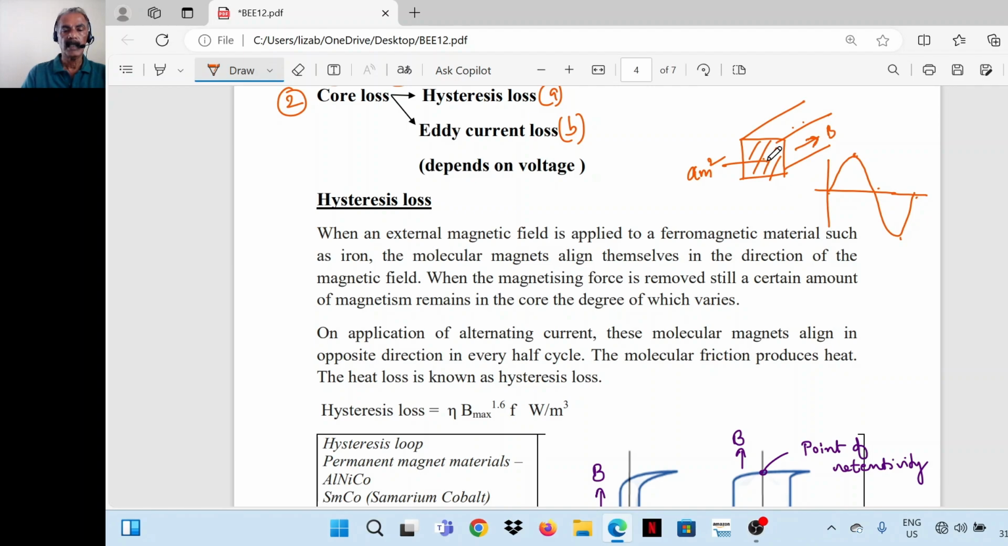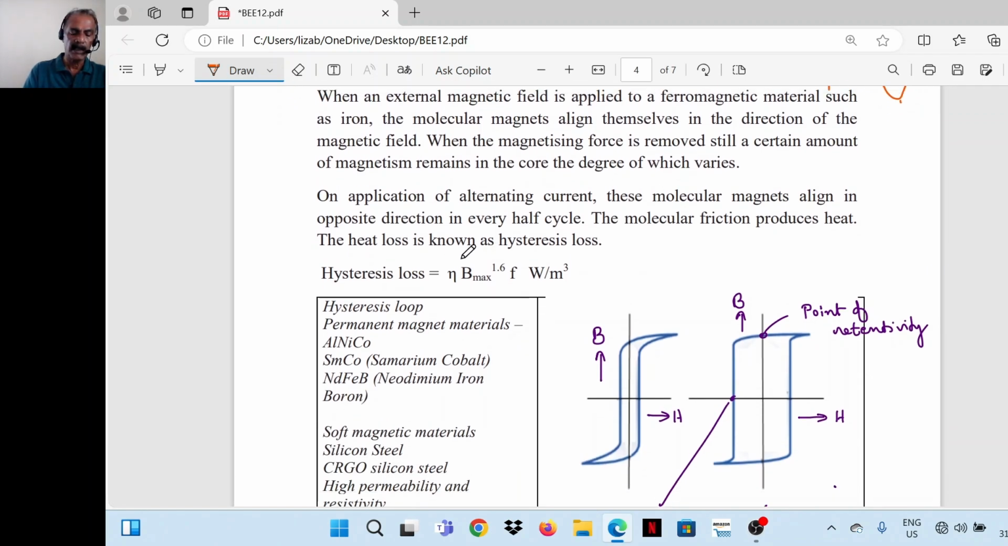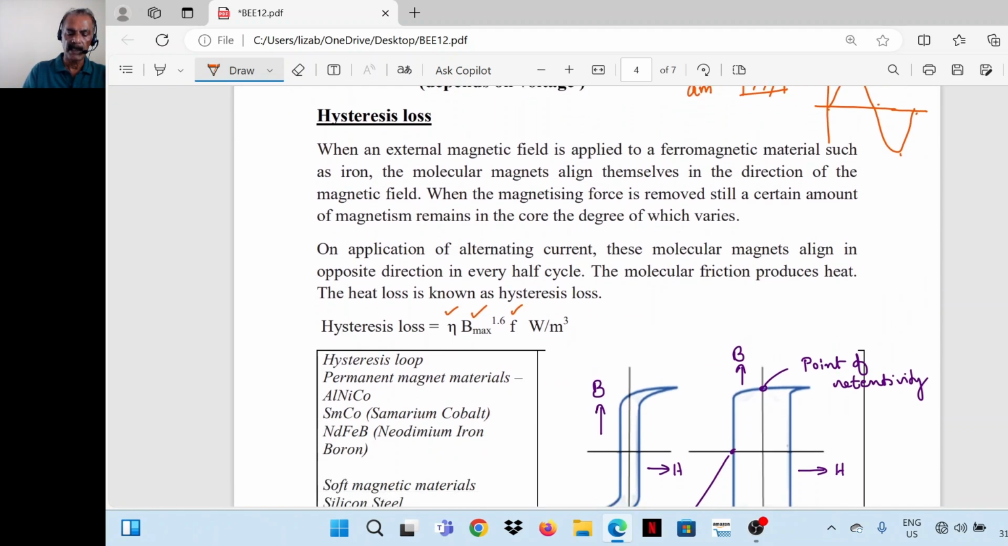The heat dissipated due to molecular friction is called hysteresis loss, and an approximate equation for hysteresis loss is eta Bmax raised to 1.6 into F watts per meter cube. Meter cube is the net volume of the core, so this is to be multiplied with the net volume of the core to get the total hysteresis loss. F is the frequency of magnetic reversals. Here it is the supply frequency itself, because the flux varies according to the supply frequency.